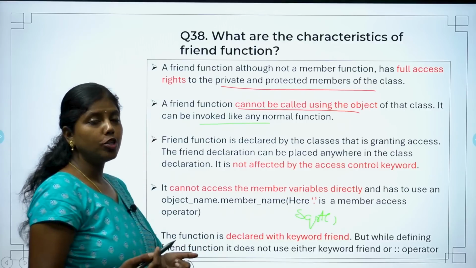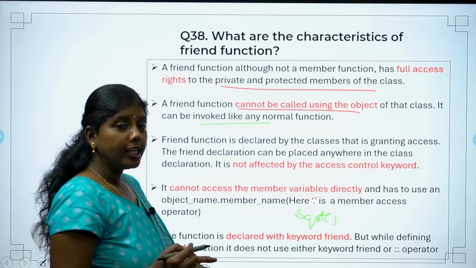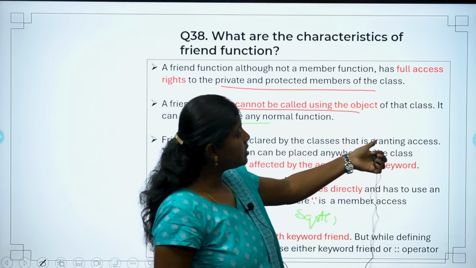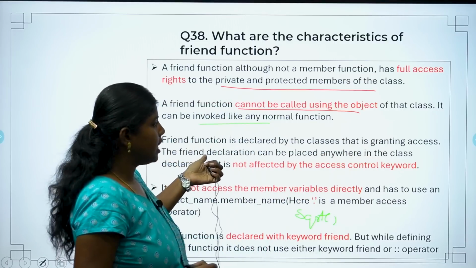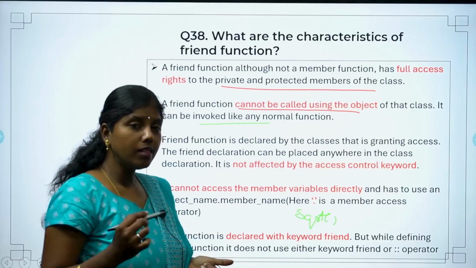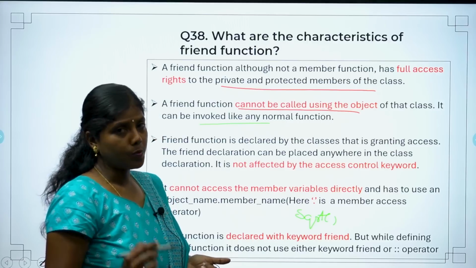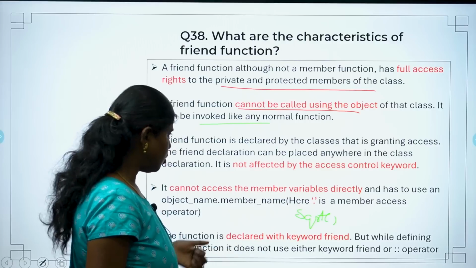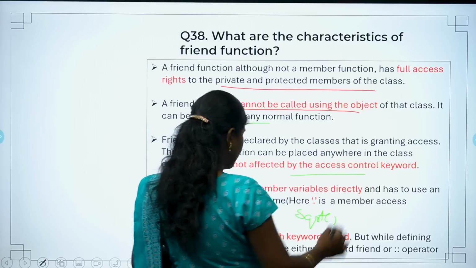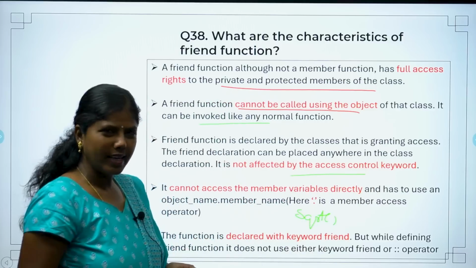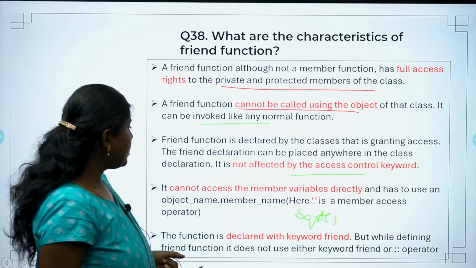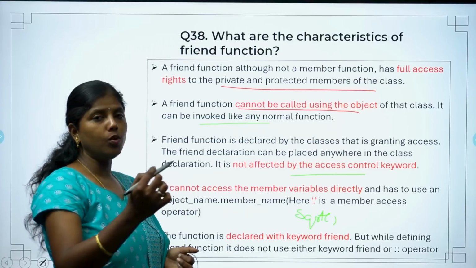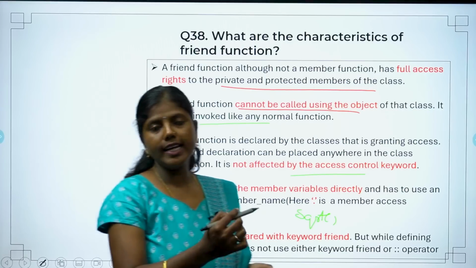Whichever class you're using a friend function in, that function declaration should be present in that class. A friend function is declared by the class that is granting access. It can be placed anywhere in the class irrespective of the access specifiers, not affected by the access control keyword, that means private or public, anything. It cannot access the members directly; it can access only through an object.